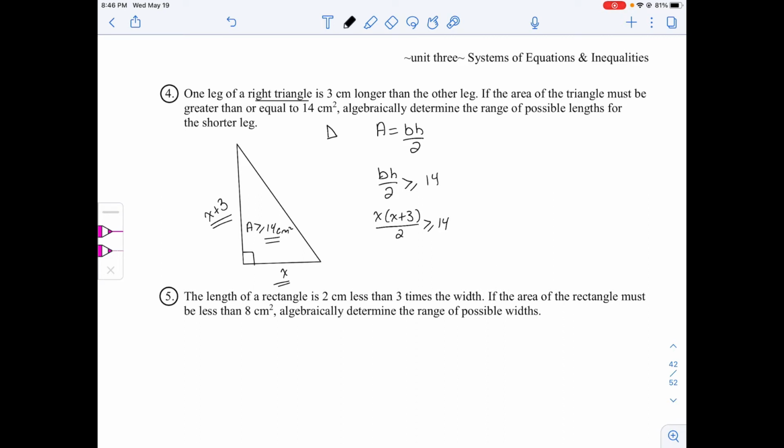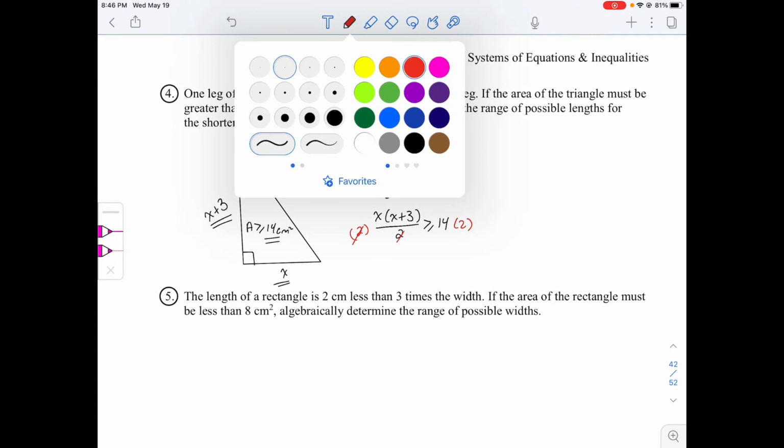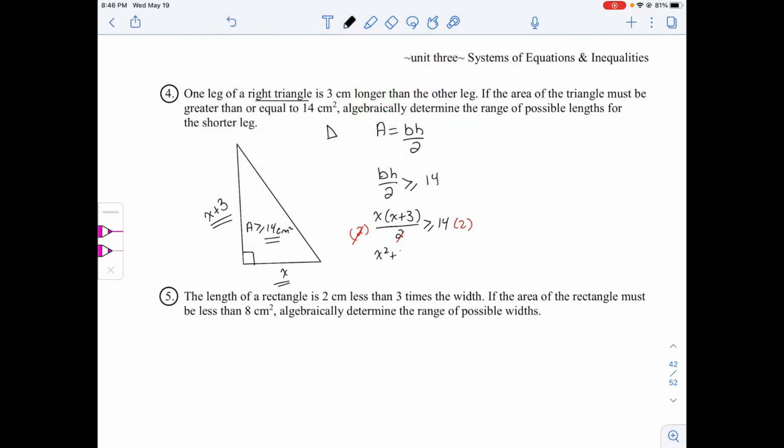Then right away I notice I've got a fraction. Well, that's not cool. So how do we get rid of that fraction? We want to multiply both sides by 2. And the 2's on the left-hand side will, of course, cancel. And we've got x squared plus 3x is greater than or equal to 28. Let's move that 28 over. We know we can't factor until everything is equal to 0. And so from there, let's factor x squared plus 3x minus 28. I'm going to factor the corresponding equation.